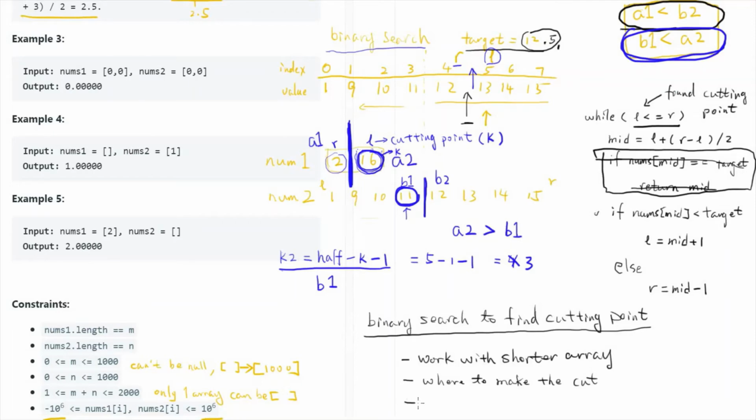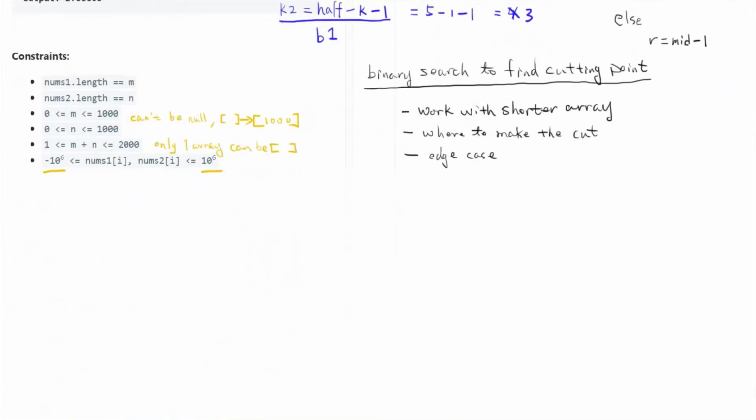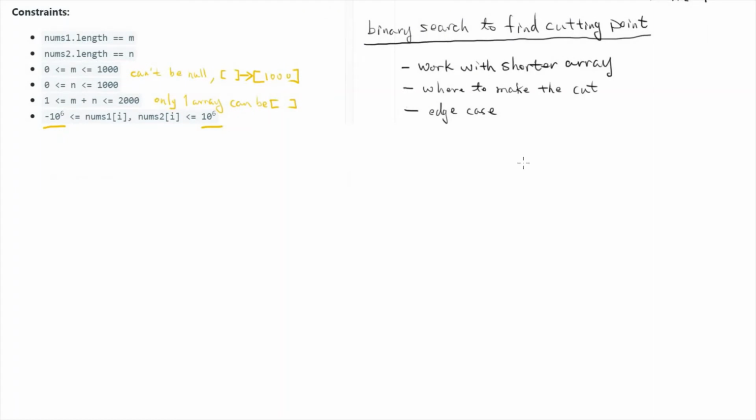Another point we need to deal with is the edge cases. There are two edge cases we need to deal with. Remember, our while loop condition is L smaller than or equal to R. So when L is greater than R, it will stop, and the K is found.